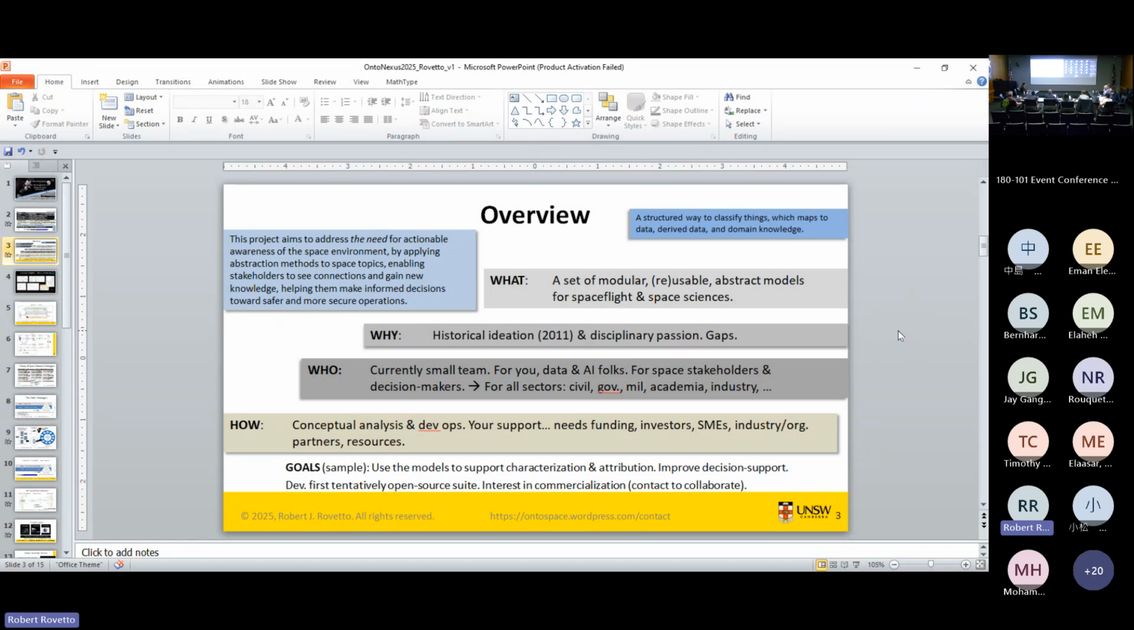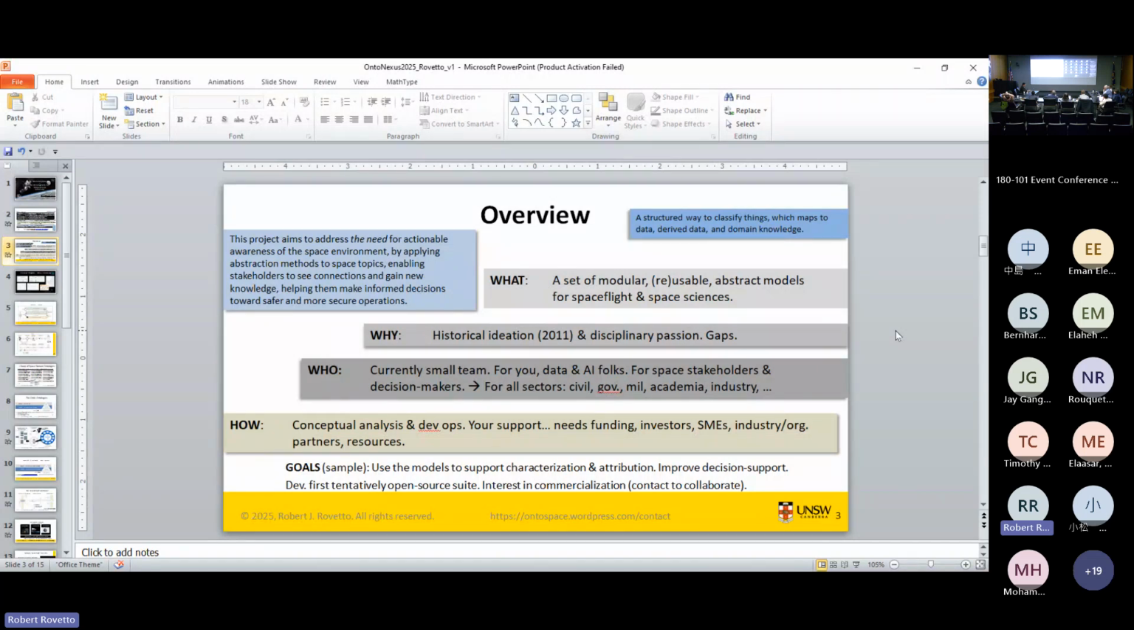The reasons for this project are historical ideation on my part since 2011 and a personal passion for the space topic, as well as the identification of a number of gaps with respect to these types of abstract models in the sector. Currently it's a small team that is open to formal support and partners. It's for yourselves, for data and artificial intelligence persons, for stakeholders and decision makers of all sectors, from civil to military to industry and academia. The approach involves conceptual analysis and development operations. It does need funding and investors, and subject matter experts.